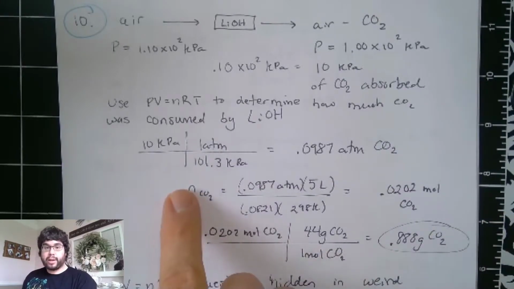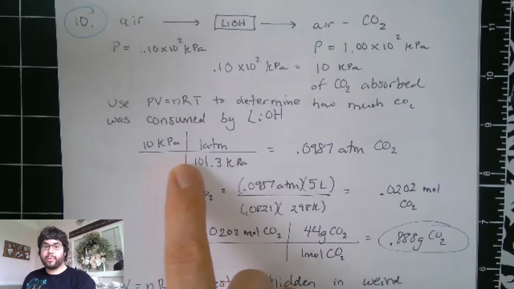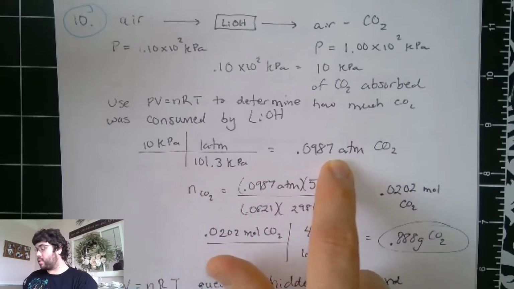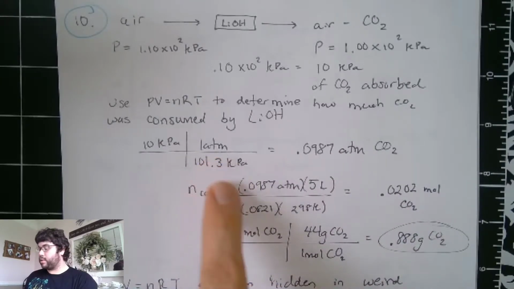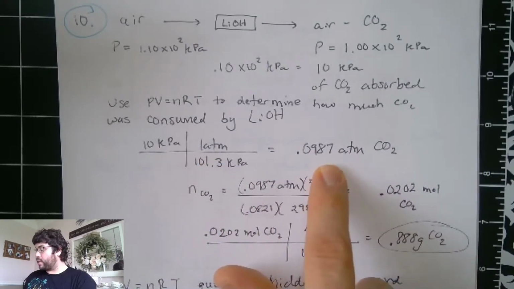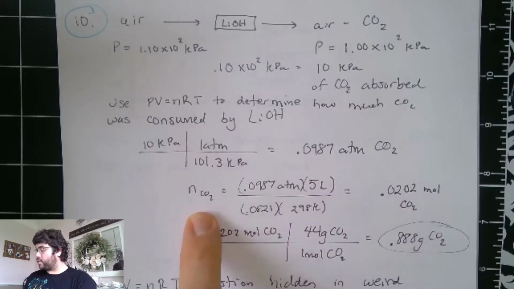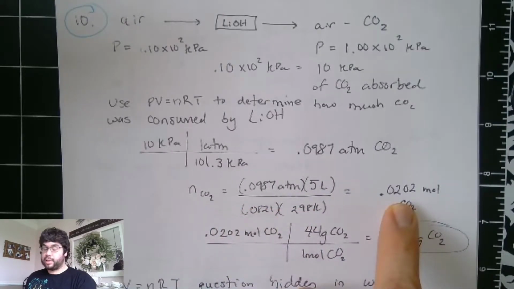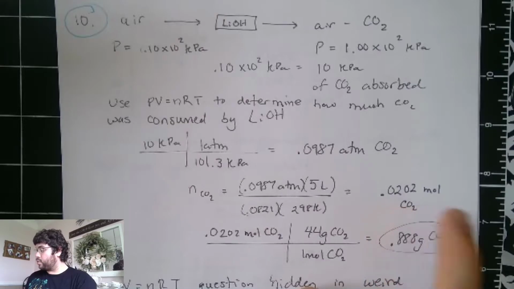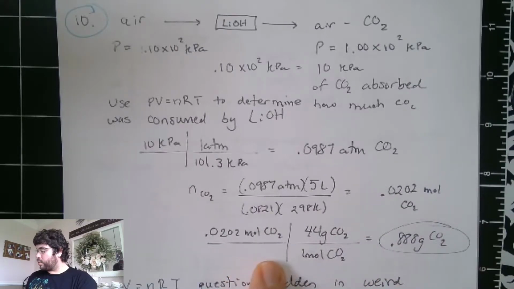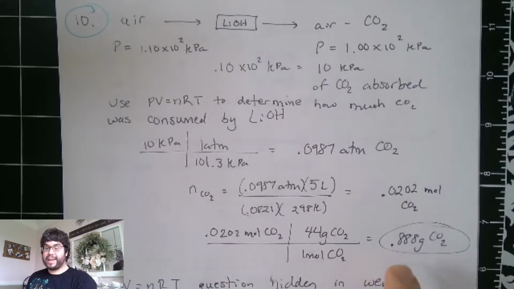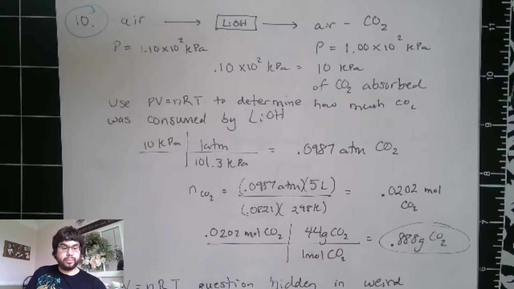So I went ahead and did the math here. We're going to convert 10 kPa to atmospheres. There's 101 kPa to 1 atmosphere, and so that gives us 0.0987 atmospheres. The number of moles of CO2, therefore, after plugging into PV equals nRT, is 0.0202 moles of CO2. And then multiplied by the molar mass, it gets you 0.888 grams of CO2. After that, we had question number 15.